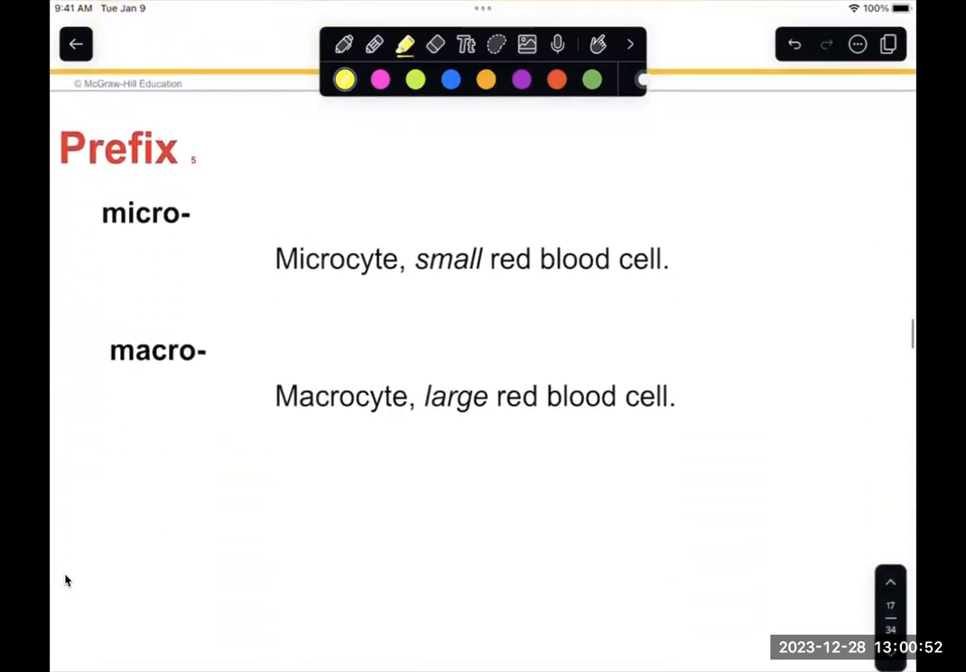Prefixes can tell us a size. Micro, like microcyte, is small. Cyte is cell, but here we're talking about red blood cells. Macro, in macrocyte, macro means large, so we're describing a size.